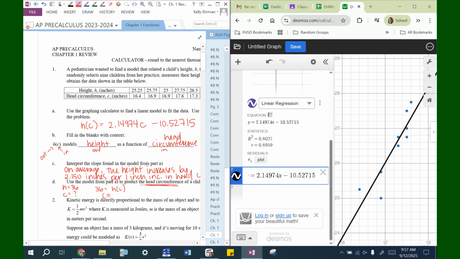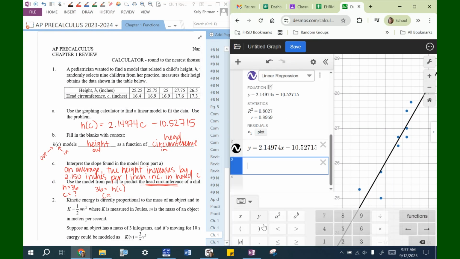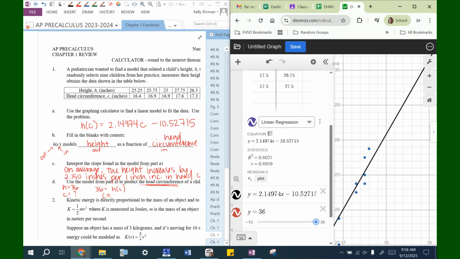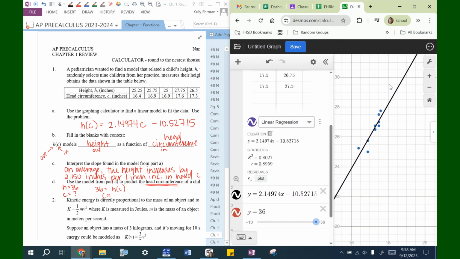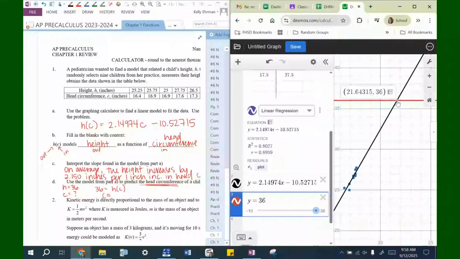I can use Desmos for this. So I can type in the line y equals 36 and see, now that's off my screen a bit, but see how you can see the numbers here? You can zoom out. You're looking for the intersection point. So that head circumference would be about 21.643.